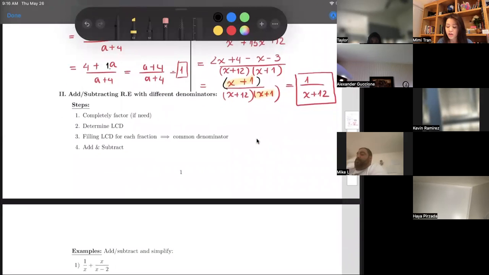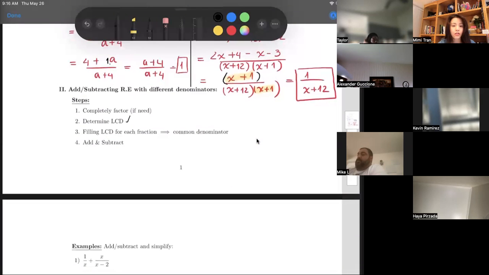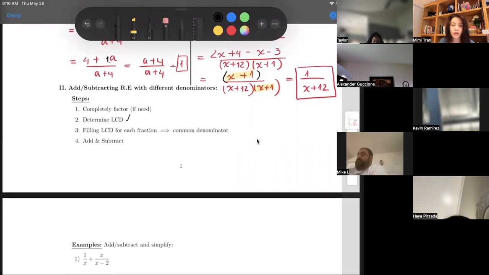The second part is when you add or subtract rational expressions with different denominators. For this one, the first step is to completely factor. If you can factor the numerator or denominator, go ahead and factor it first. Then determine the least common denominator, LCD, and fill in the LCD for each fraction. Then add and subtract. Once you have the same common denominator, you can add and subtract like part 1.